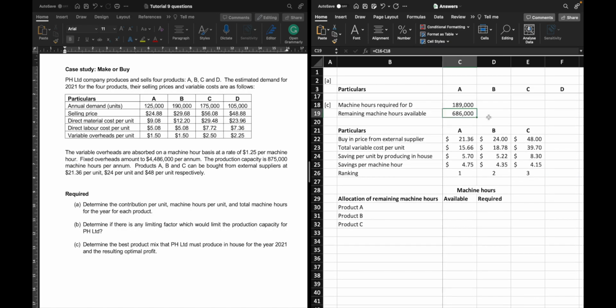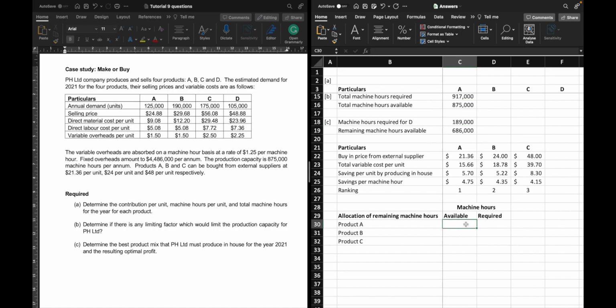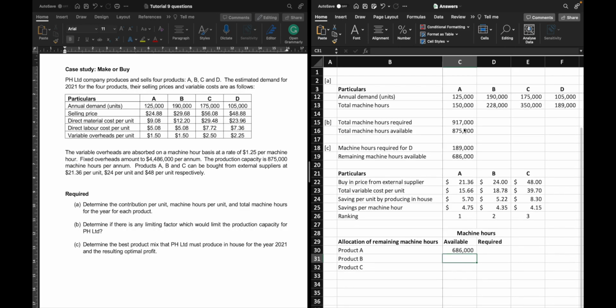The remaining machine hours that we have after producing product D are 686,000. These machine hours will be allocated in this priority: product A first, then product B, and if we have any hours left, then that will be used to produce product C. So we have 686,000 machine hours left after producing product D.